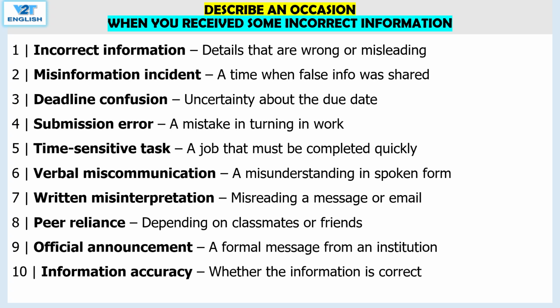5. Time-sensitive task, a job that must be completed quickly. 6. Verbal miscommunication, a misunderstanding in spoken form. 7. Written misinterpretation, misreading a message or email. 8. Peer reliance, depending on classmates or friends. 9. Official announcement, a formal message from an institution. 10. Information accuracy, whether the information is correct.